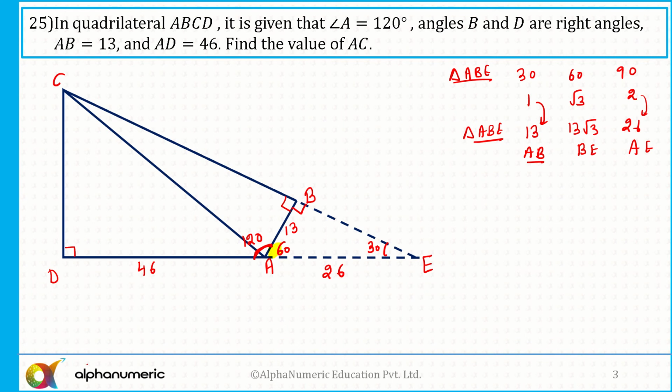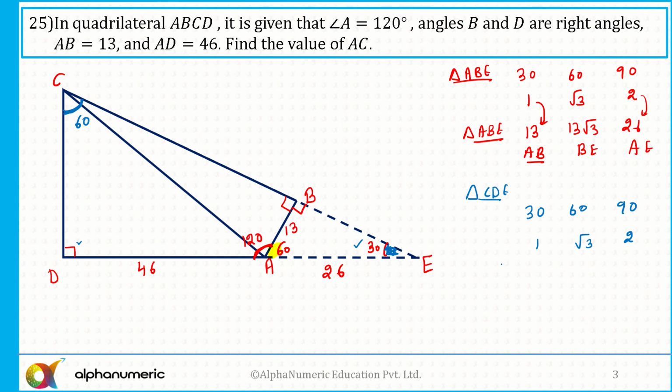Now, you need to consider one more triangle here. Let's consider the triangle CDE. Angle E is 30 degrees, that you all can see here. Angle D is 90 degrees. So I can say angle C must be equal to 60 degrees here. So again it is a 30, 60, 90 triangle, and in a 30, 60, 90 triangle the sides are always in the ratio 1 is to root 3 is to 2.